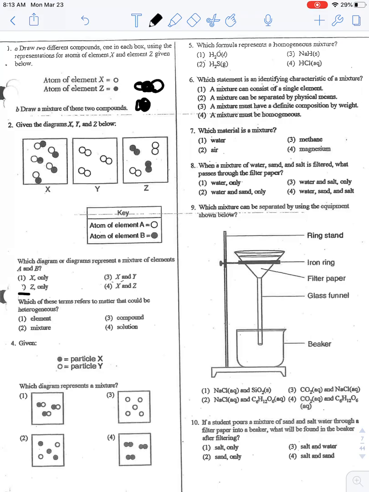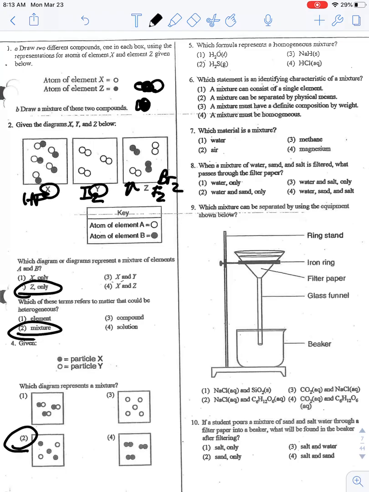These are both two diatomic elements, like maybe F2 and Br2. This would be just one diatomic element, say I2, and this would be a combination of a compound. So X is a compound, Y is a single diatomic element, and Z is a mixture. The next one, matter that could be homogeneous, would be a mixture. A mixture, again, you're looking for two separate things or more.